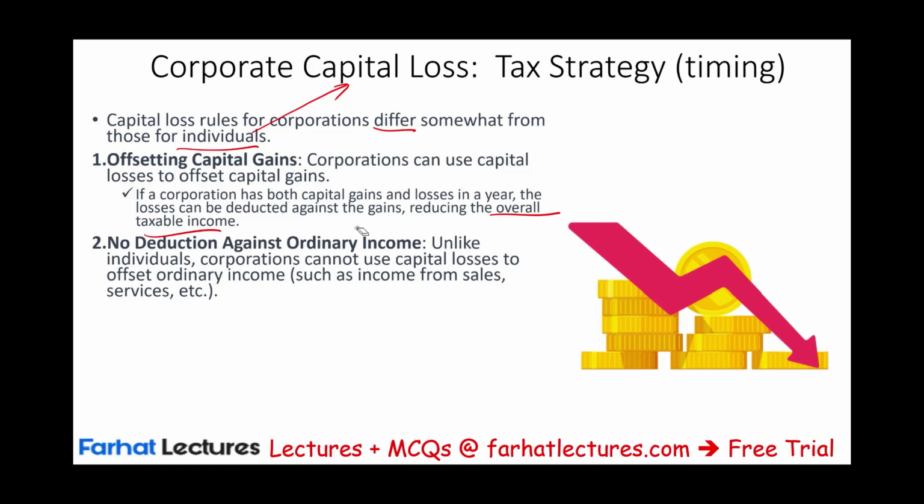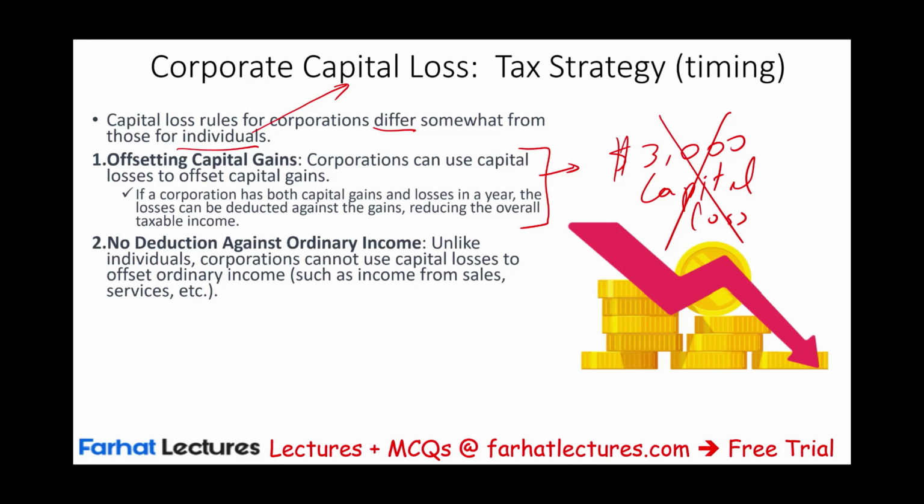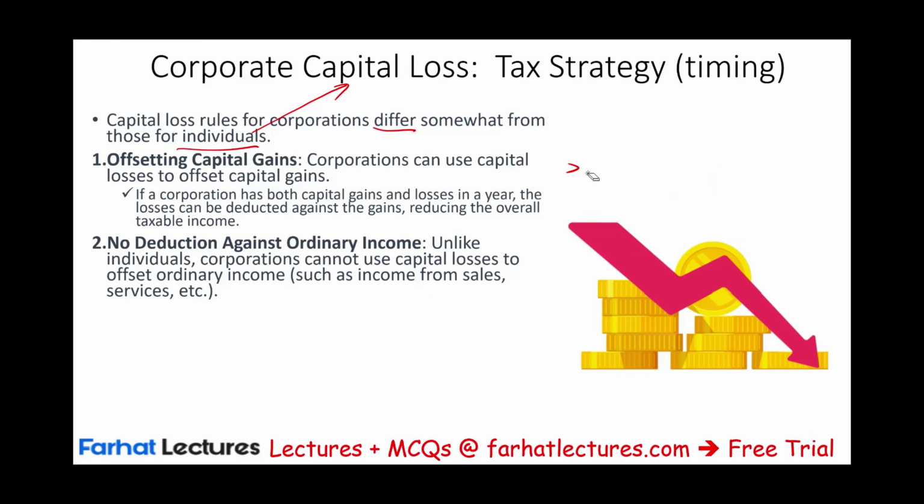Now, for example, for personal, just FYI, you're saying, why are you mentioning this? This should make sense, capital losses against capital gains. Well, for individuals, you need to know that you can take up to $3,000 of capital losses against other income, against W-2 income, against ordinary income. That's not allowed for corporations, just in case you're wondering why we're emphasizing this point. Well, no deduction against ordinary income. Unlike individuals, corporations cannot use capital losses to offset ordinary income.